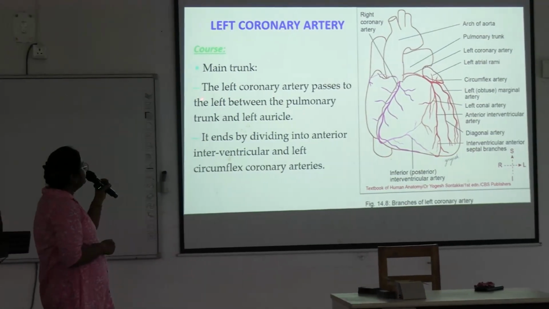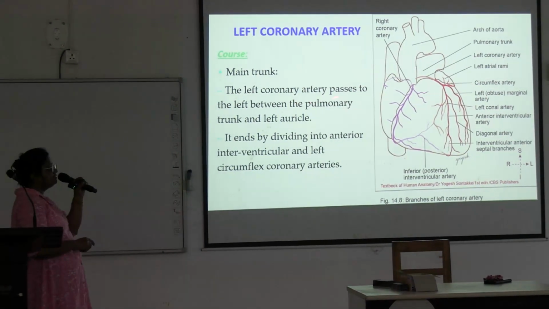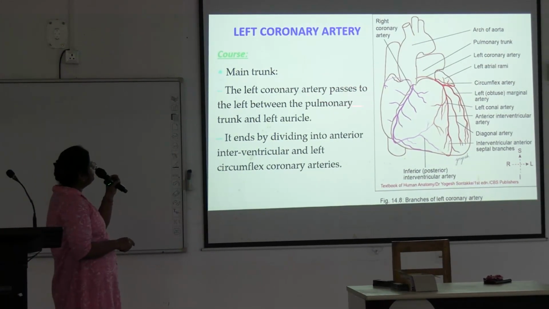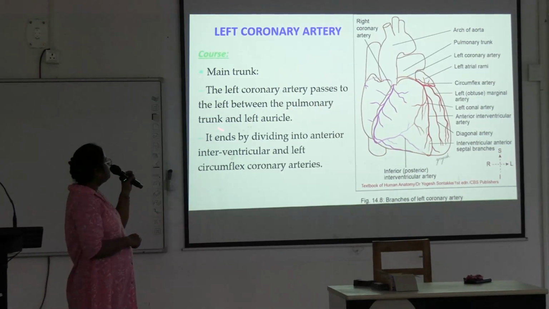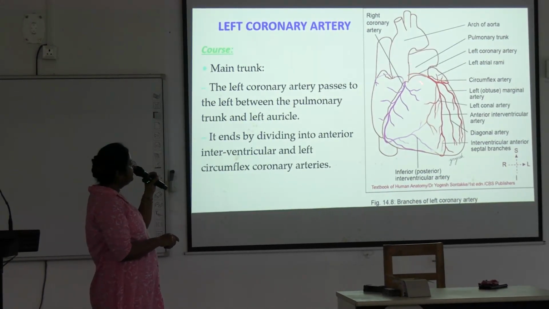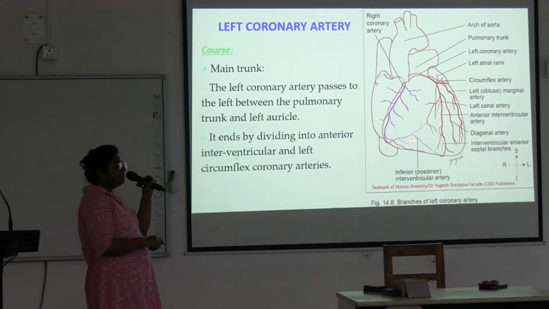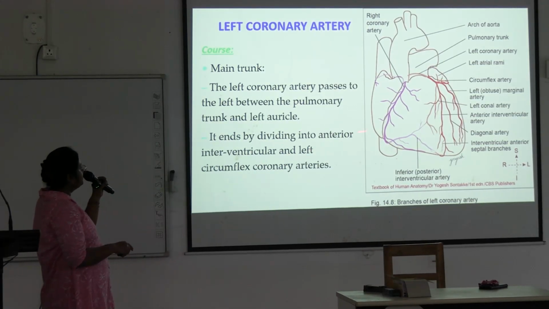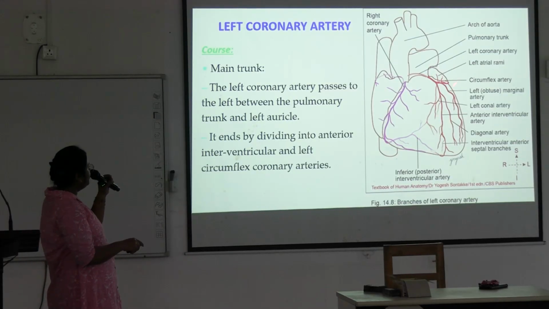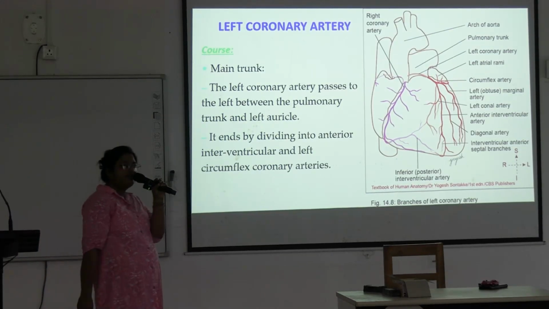So the main trunk, the left coronary artery, we are discussing the course. It passes to the left between the pulmonary trunk and left auricle, and ends by dividing into two branches, this anterior interventricular and circumflex coronary artery.